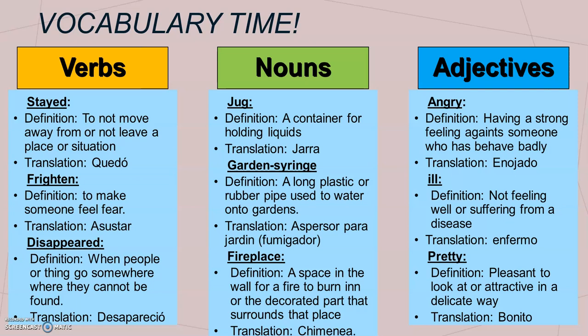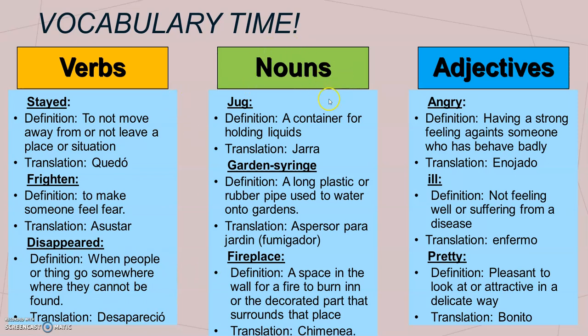Then we have a very common word we've already studied in the previous lessons, right? We have frightened, a verb: to make someone feel fear. Yes, this is a word we already studied in the previous chapter, asustar. Then we have another word, disappeared, and this verb is in past because you have the ed ending. When people or things go somewhere where they cannot be found, this is desapareció.